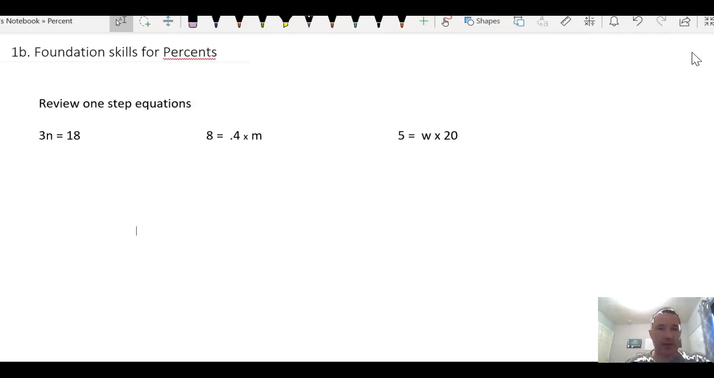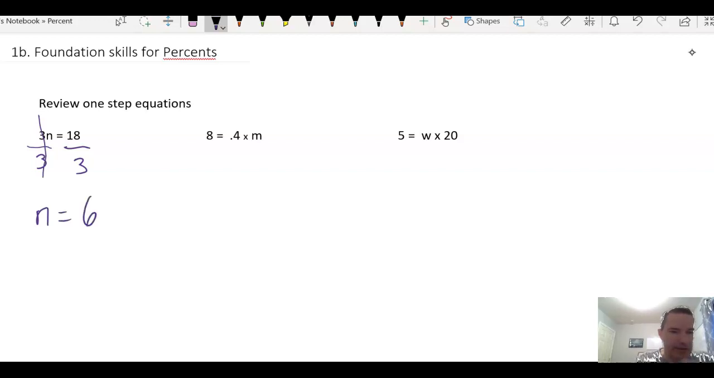This is one-step equations, but slightly different ways to answer them. So here we have 3n equals 18. If we were solving this, our goal would be to isolate the variable. We divide by 3. Whatever we do to one side of the equal sign, we do the other. Some of you know that very well. You get n equals 6. Piece of cake, you could do that. That's something you should just be very comfortable doing.